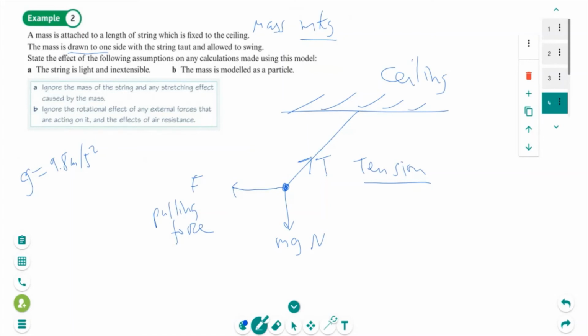So the question is actually asking something much more simple than that. State the effect of the following assumptions. If the string is light and inextensible, according to the table, you can ignore the mass of the string and you can ignore any stretching effect caused by the mass. In reality, the mass will cause the string to stretch a little bit, but for the purpose of this model, if you assume it's inextensible, then you can ignore any stretching effect caused by the mass. And you can ignore the mass of the string because we say it's light string.